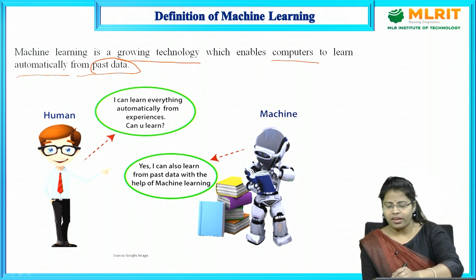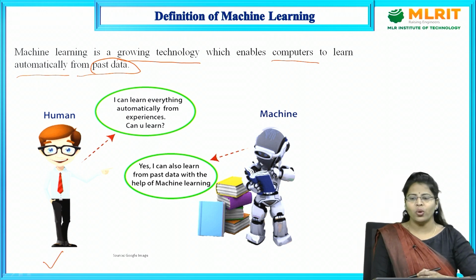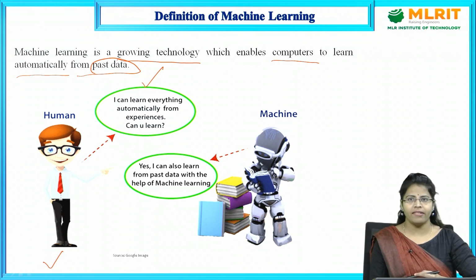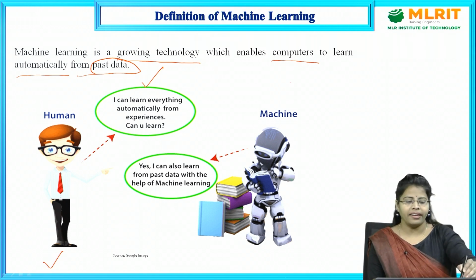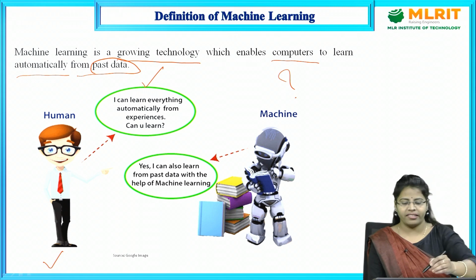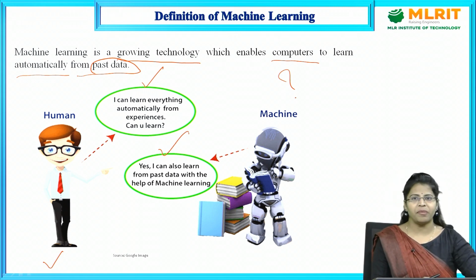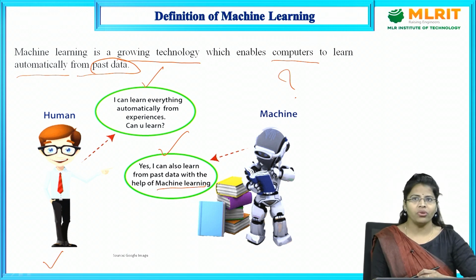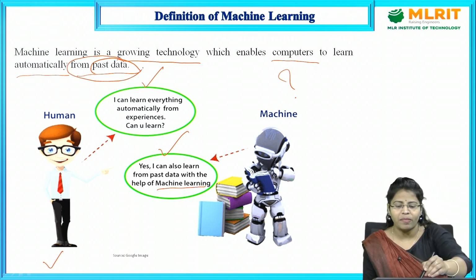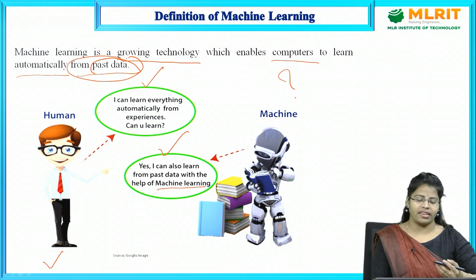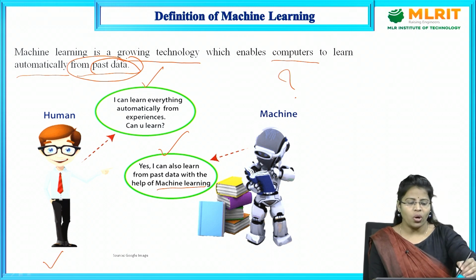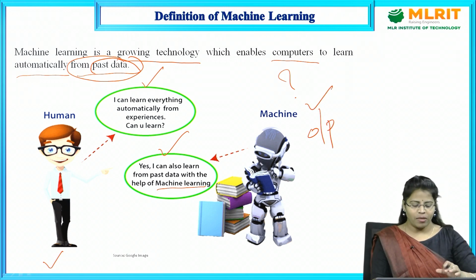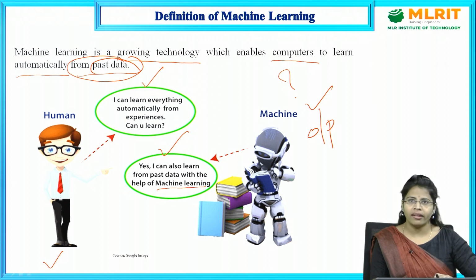For example, as you can see in the image, a human. As humans, we can learn everything automatically from experiences. But can a machine learn? Yes. A machine also can learn from past data with the help of machine learning. It is going to collect the past data, and the machine is going to learn from the previous data. Based on that, it is automatically learning and going to predict the output. That is how a machine is also able to learn like a human.